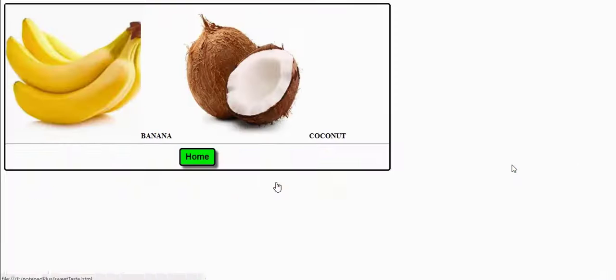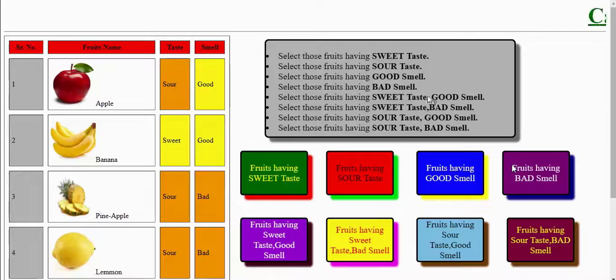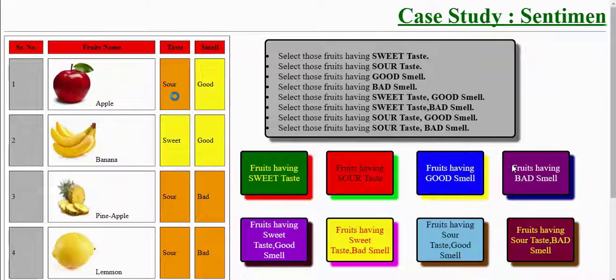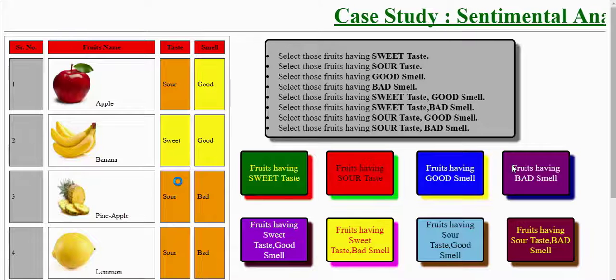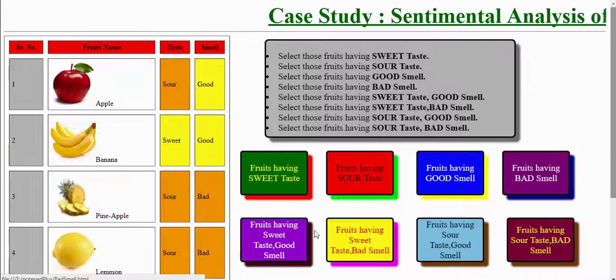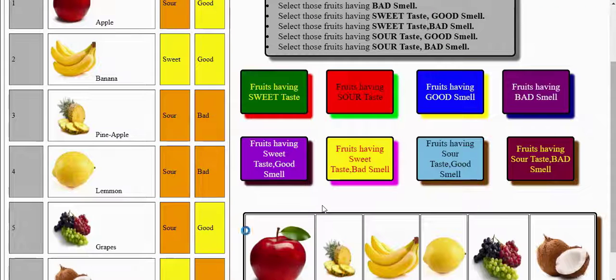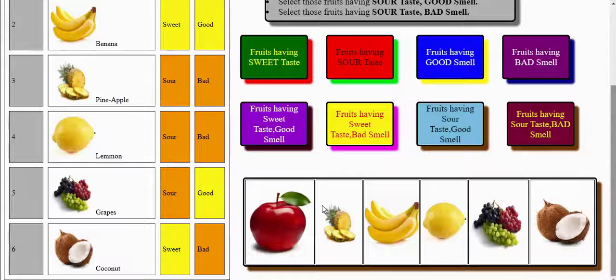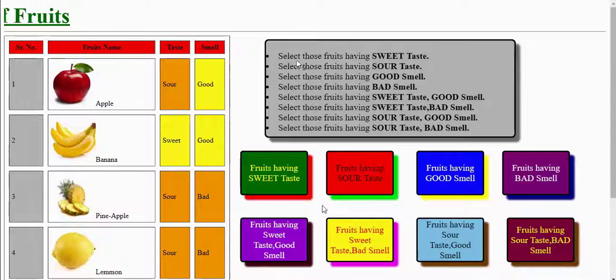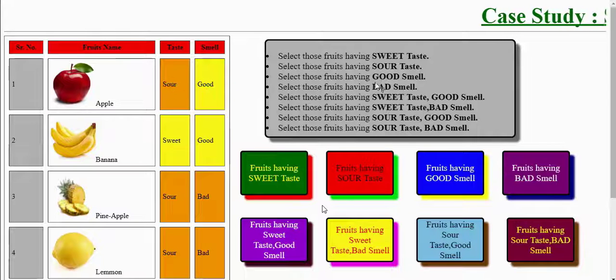As you can see here, in the case of apple, we have a sour taste sometimes and the smell is good. So we will check this out for each fruit, and according to that we will classify this. So first of all, we will select those fruits having the sweet taste. See in the table those fruits having the sweet taste.